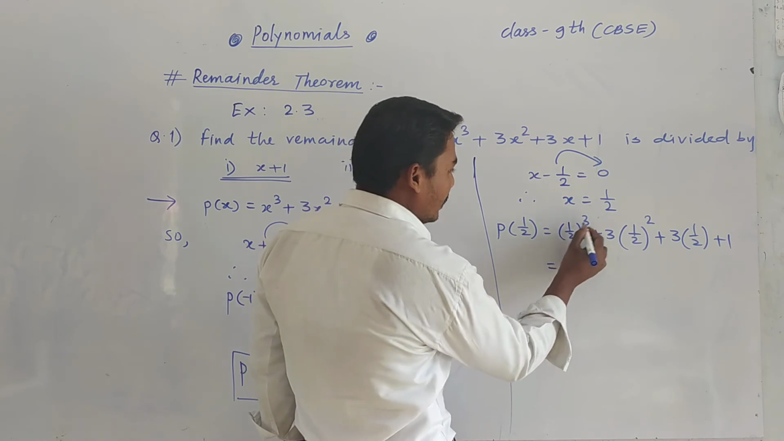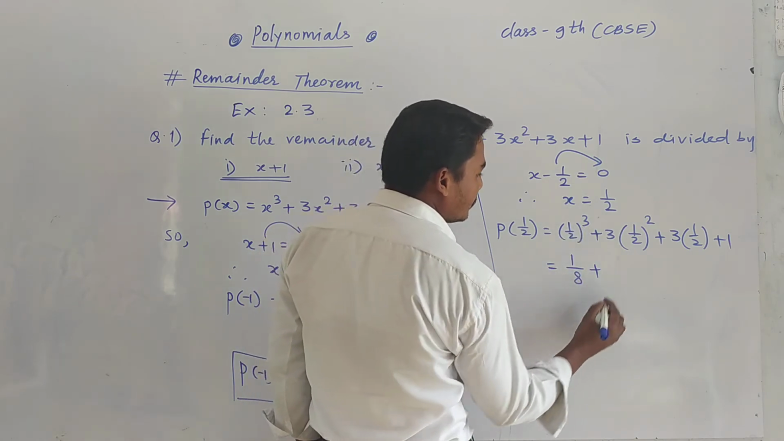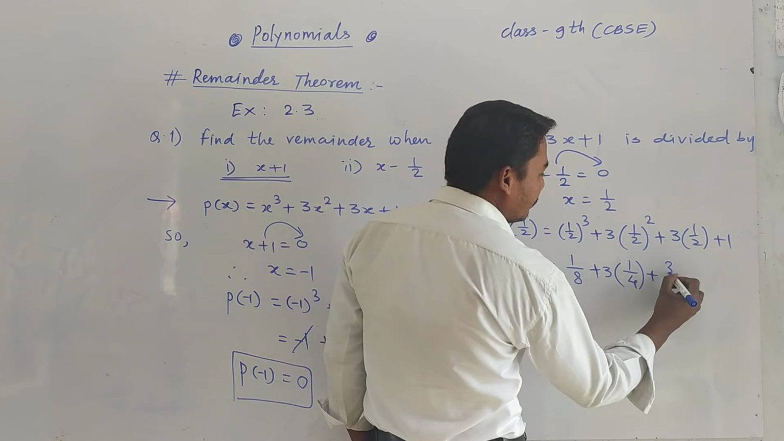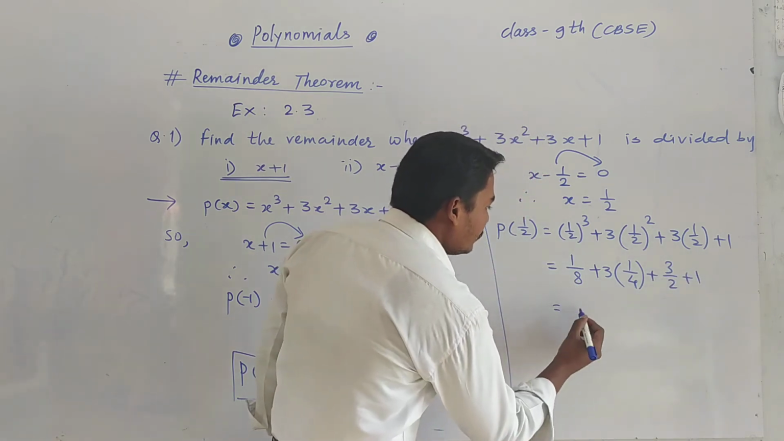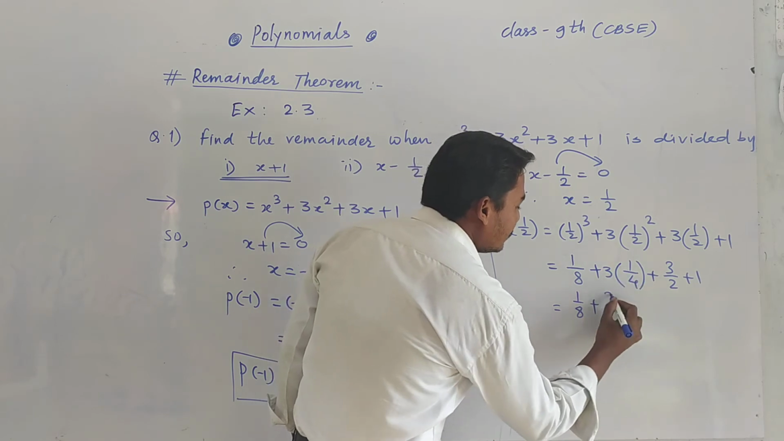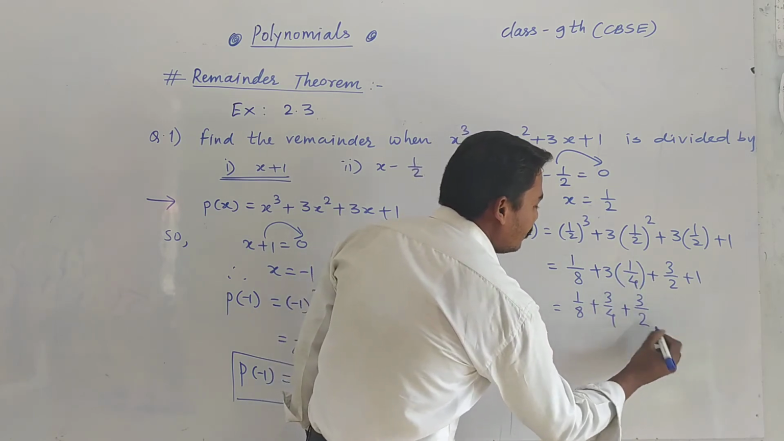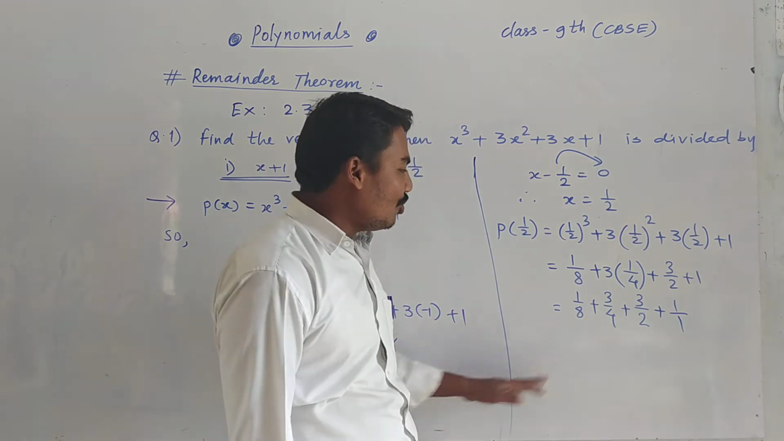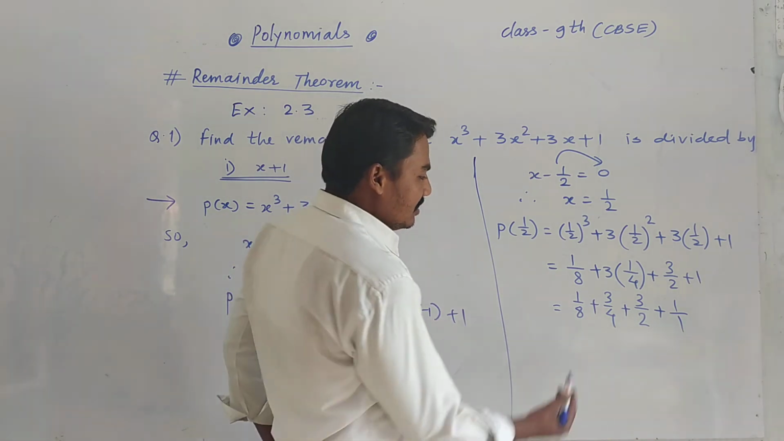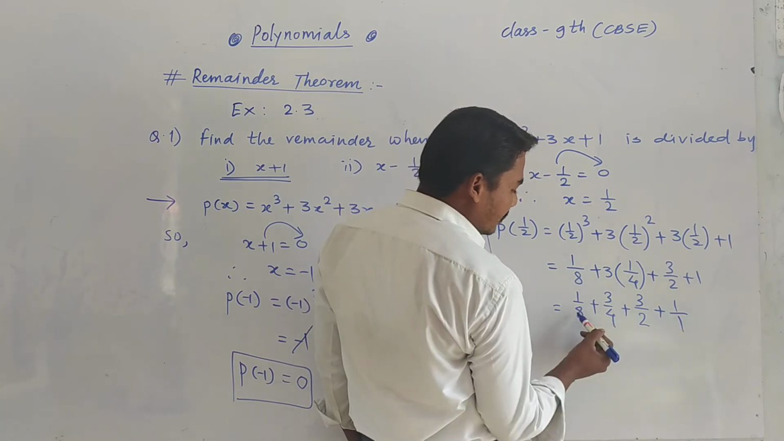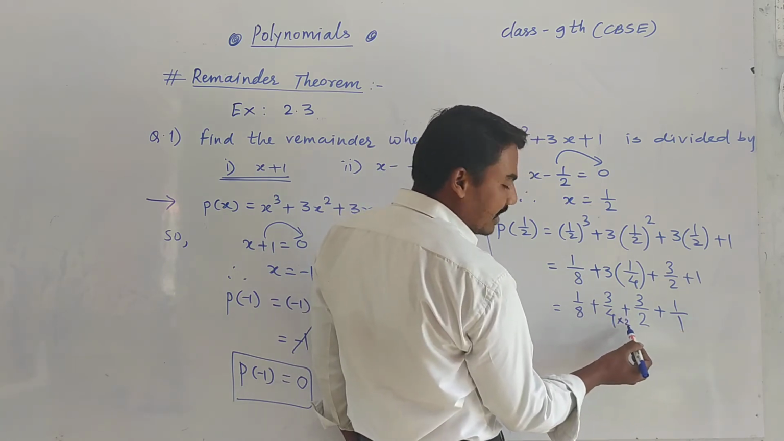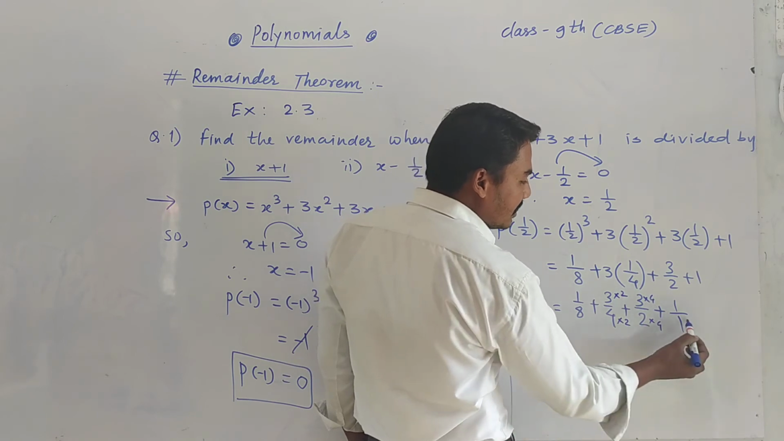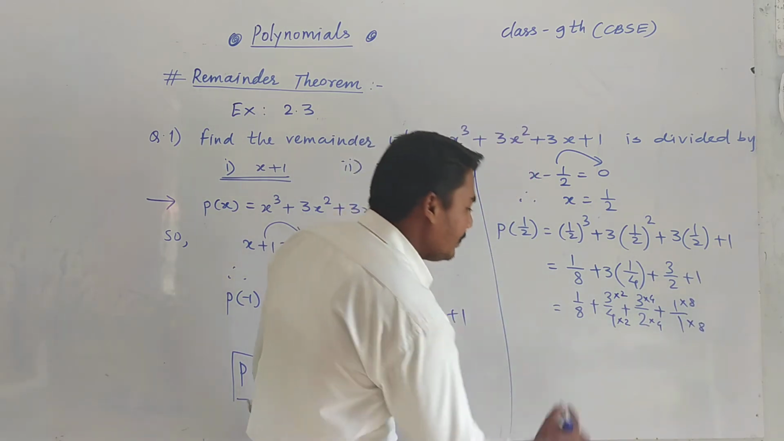So 1 cube is 1, 2 cube is 8, plus 3 into 1 square is 1, 2 square is 4, plus 3 by 2, plus 1. So 1 by 8 as it is, 3 by 4 plus 3 by 2, plus 1, where the denominator is 1. Now add this. How do we add? We will make the denominators equal. Here it is 8; here, to make 8, we multiply by 2, so the numerator is also multiplied by 2. Here, multiplying by 4 gives 8, so the numerator is also multiplied by 4. The denominator becomes the same, 8.